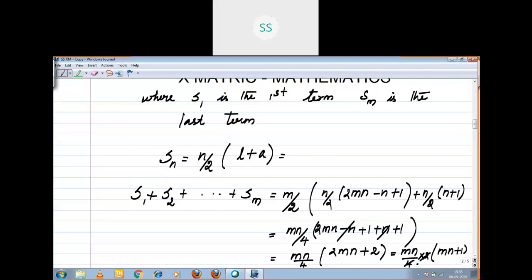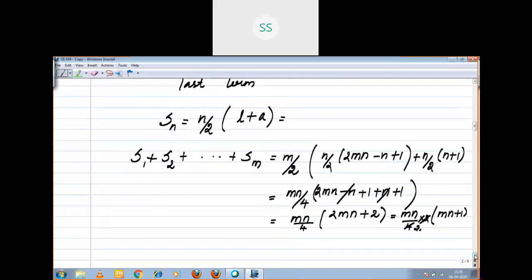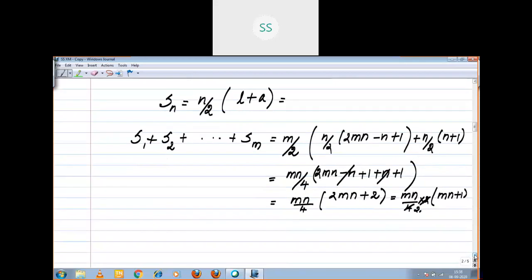Then cancel. Finally, what they are expecting that we prove, right? First, you should understand the question, then it is easy. Therefore, S1 plus S2 plus etc. plus Sm equal to mn by 2 into mn plus 1. Got it, children? The last sum of the exercise we are going to do.